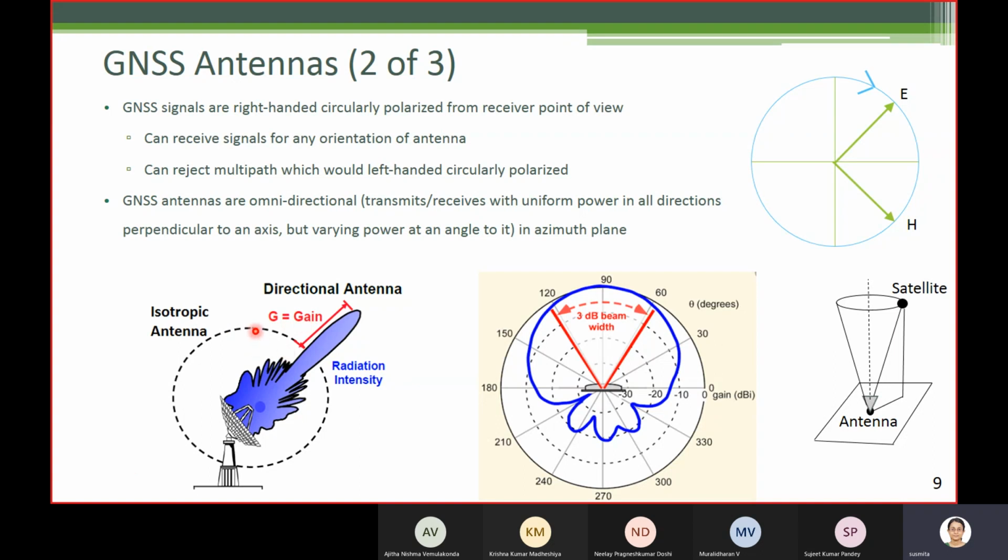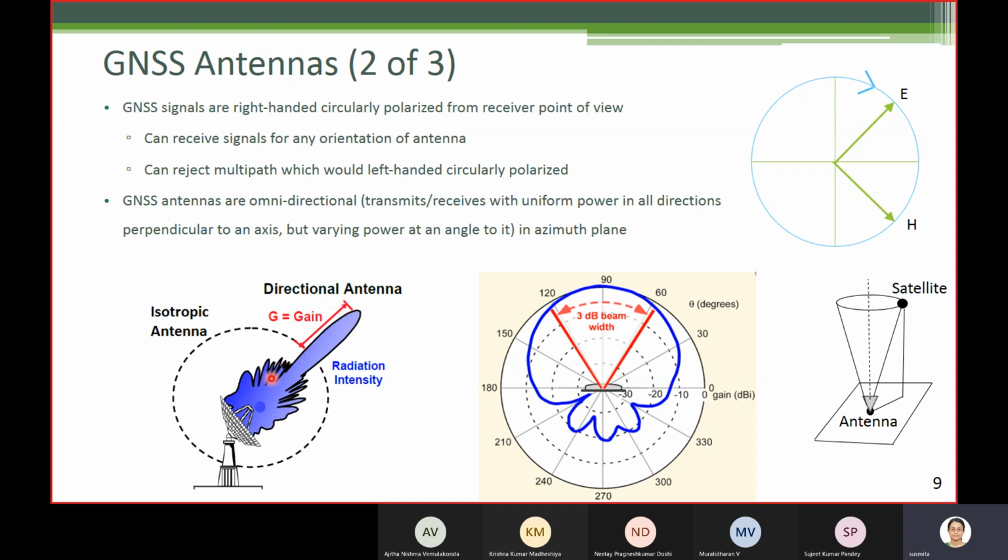So you take the power density of the isotropic antenna Pt by 4 pi r square. To that you multiply this gain. And this gain varies with directions. So in this case, it will focus power only in this direction. In other directions, you do not get. So if a receiver is here or here, it will not get any radiation from that antenna. Only if the receiver is here, it will get radiation. That's why it's called a directional antenna.